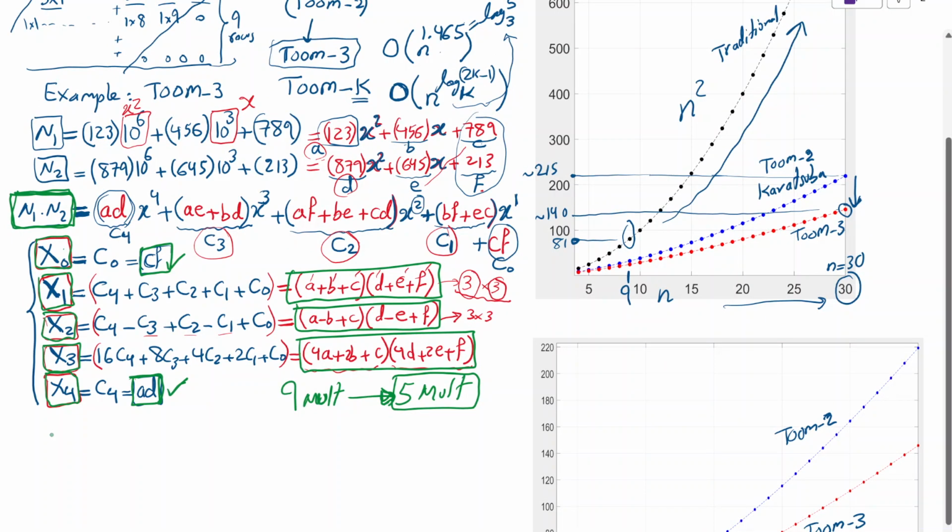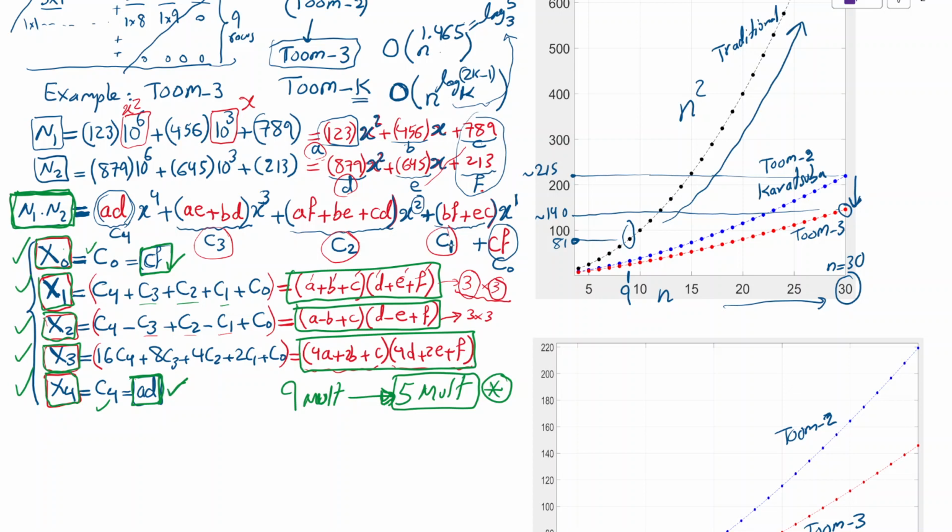So at this point, since we computed the 5 3 by 3 multiplication already, we have x0, x1, x2, x3, x4 values available. As a result, we have C0 available and C4 available as well. The only thing that we still don't have is the value of C1, C2, and C3.